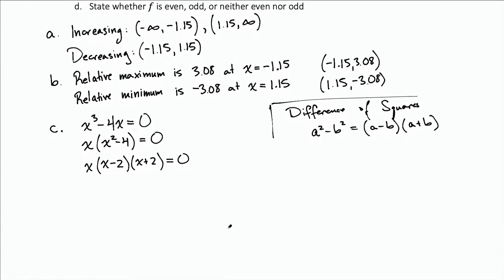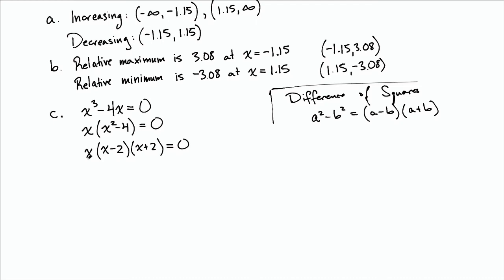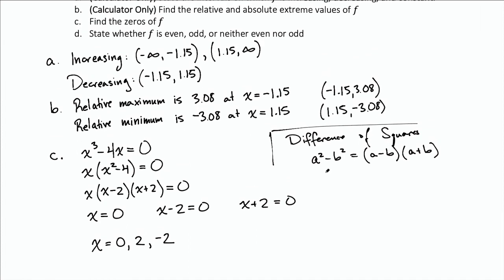All right, so now this breaks up into 3 different things. We get x equals 0, x minus 2 equals 0, and x plus 2 equals 0. And then we can solve for x here. Of course, this first one, there's nothing to do. We get x equals 0. For this one, we get x equals 2. And for this one, we get x equals negative 2. So those are our zeros of our function.